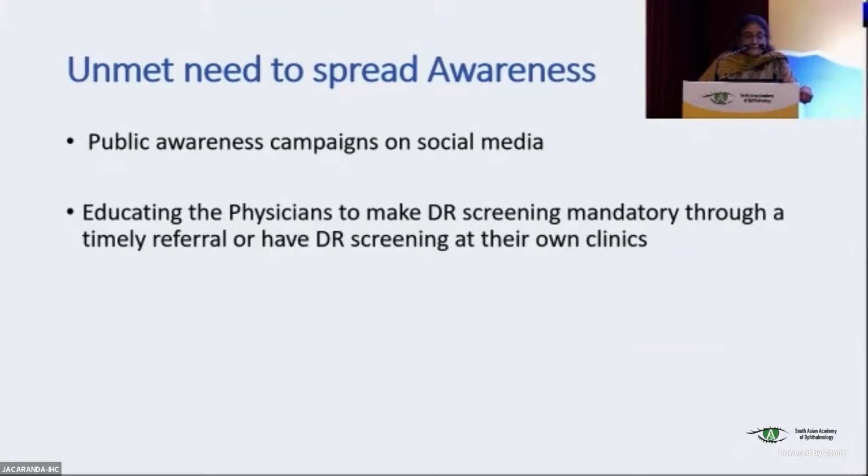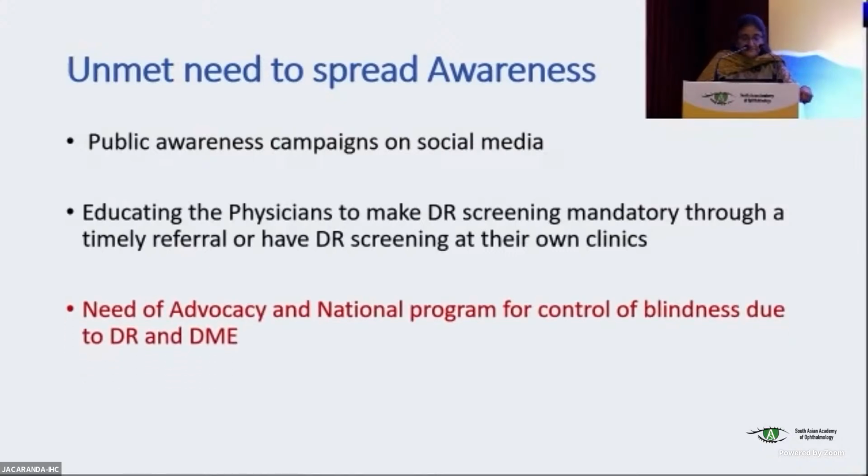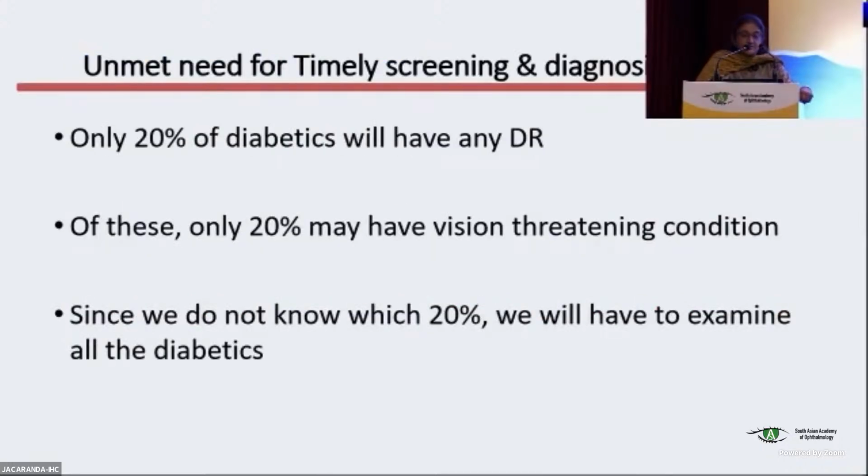So how can we meet this unmet need? It would probably be to spread more awareness through public awareness campaigns on social media. But most important would be to educate the physicians to make DR screening mandatory through a timely referral, or to have DR screening at their own clinics, which is a more viable option. But the most important thing, the need of the hour right now, is to have advocacy and a national program for control of blindness due to diabetic retinopathy and DME. We have long been talking about cataract blindness, but I think it's time we moved on and had some kind of a program for control of blindness secondary to diabetic retinopathy, which is far increasing in number.